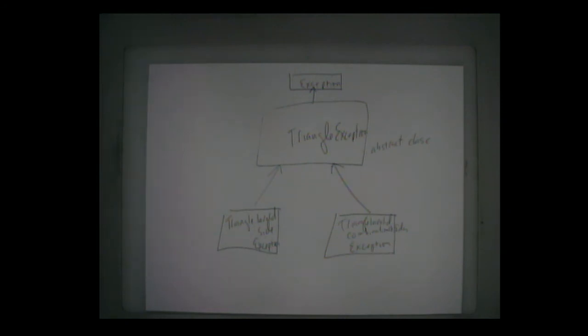Okay, so we have our base class defined. Now, because our base class is defined as an abstract class, we can't throw one of these. So we have to make something that overrides this. Okay. All right. So I'm going to save this as triangleexception.java.